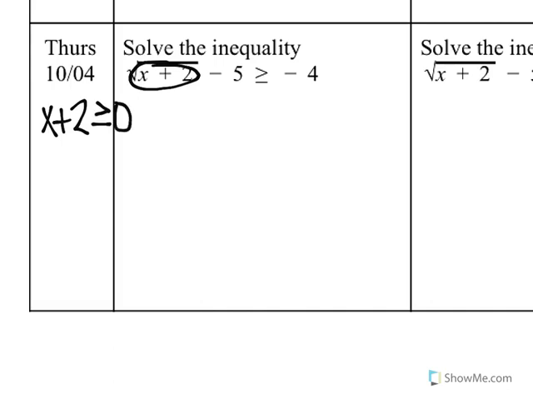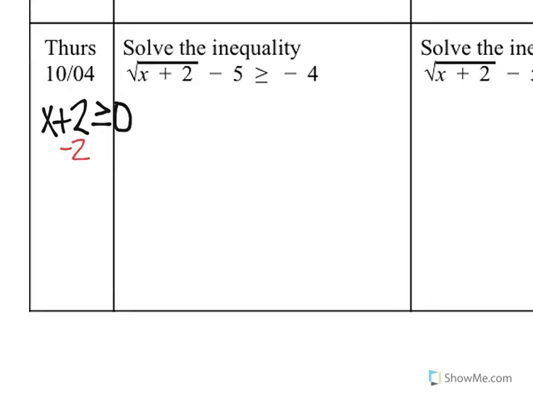Now, the reason that we do that is because we don't want to take the square root of a negative number. I know that you learned using the quadratic formula, when we were solving quadratics, that you can pull out the i and have an imaginary solution. And that is true. However, when we are solving radical inequalities, we don't want our answer to be an imaginary number. We are only looking for real solutions.